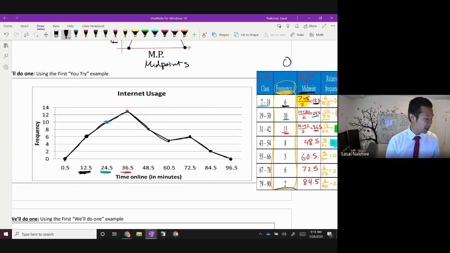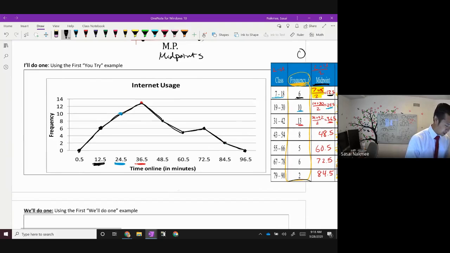Frequency polygon is basically your bar graph, except you don't have to draw bars. You just connect the dots together, right? And that's it. That's all you got to do for that one, okay?